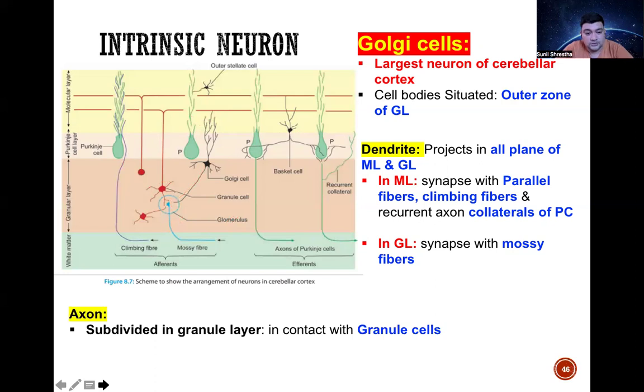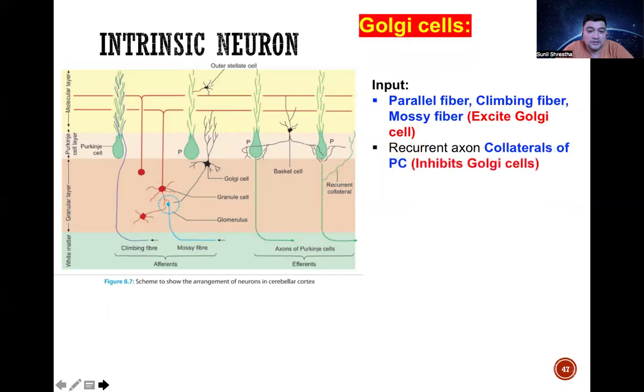Now axons. The axons are subdivided in the granule layer and come in contact with the granule cell. So here is the Golgi cell. The axons may get divided in the granule layer and come in contact with the granular layer. In the granular layer there is a granule cell, so they are getting contact in this region.